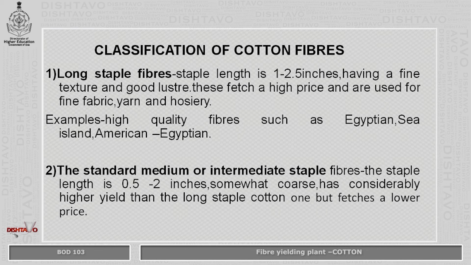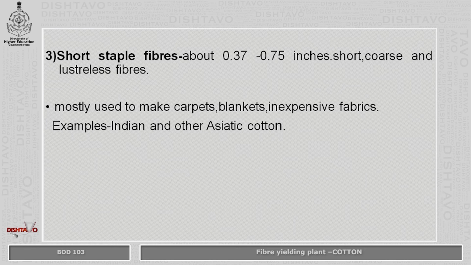The second, standard medium or intermediate staple fibers. The staple length here is 0.5 to 2 inches. Somewhat coarse, has considerably higher yield than the long staple fibers, but fetches a lower price. Next, short staple fibers, about 0.37 to 0.75 inches. They are short, coarse and lusterless fibers, mostly used to make carpets, blankets, inexpensive fabrics. Examples, the Indian cotton or the other Asiatic cotton.